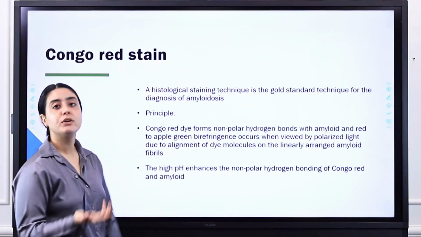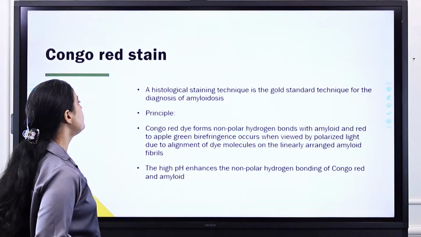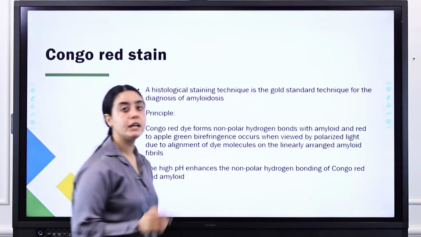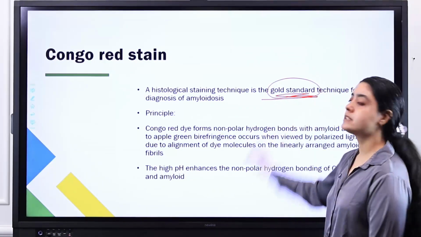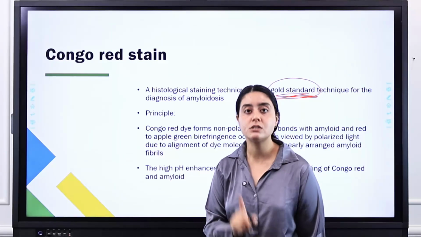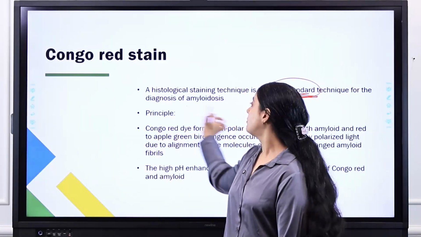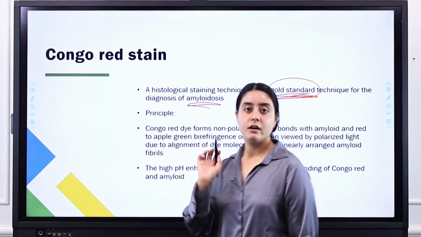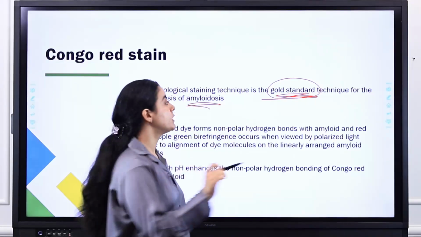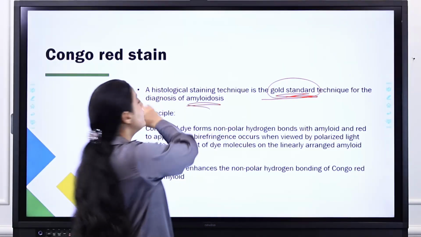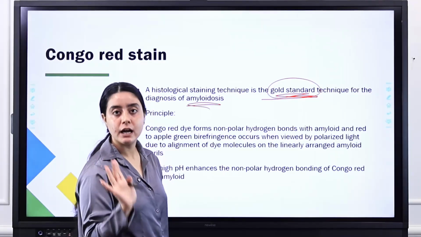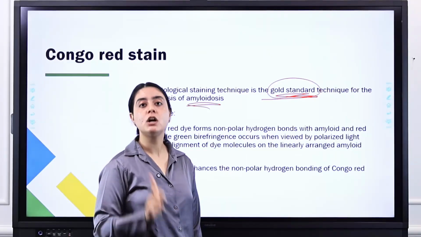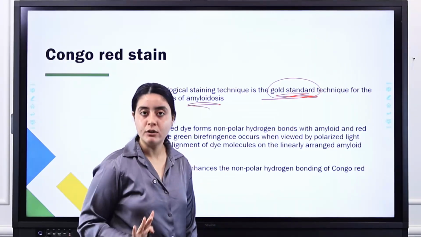Now let's continue with the Congo red stain. It is a histological technique and also a gold standard technique for the diagnosis of the condition amyloidosis. So you have to remember that Congo red is a staining technique under the category of amyloids, and it is a gold standard technique to diagnose amyloidosis.